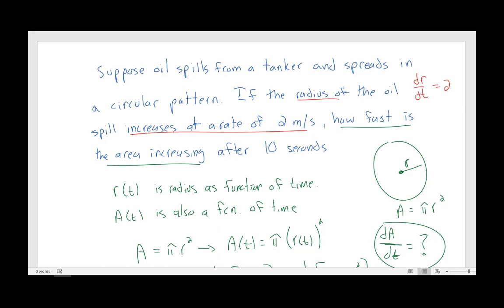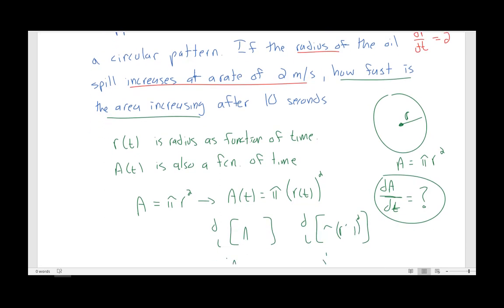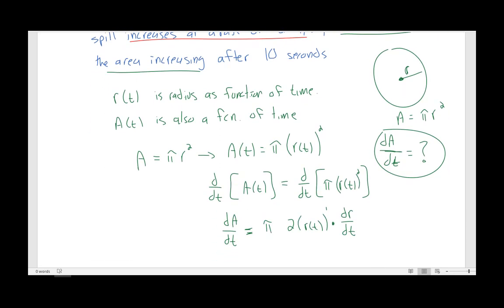Now, if we scroll back down for a second and look at my derivative formula, I also need to know the radius. Well, I'm being asked to find this rate of change of area at 10 seconds. So what's the radius at 10 seconds? We were told the radius was increasing 2 meters every second. That's its rate of change.